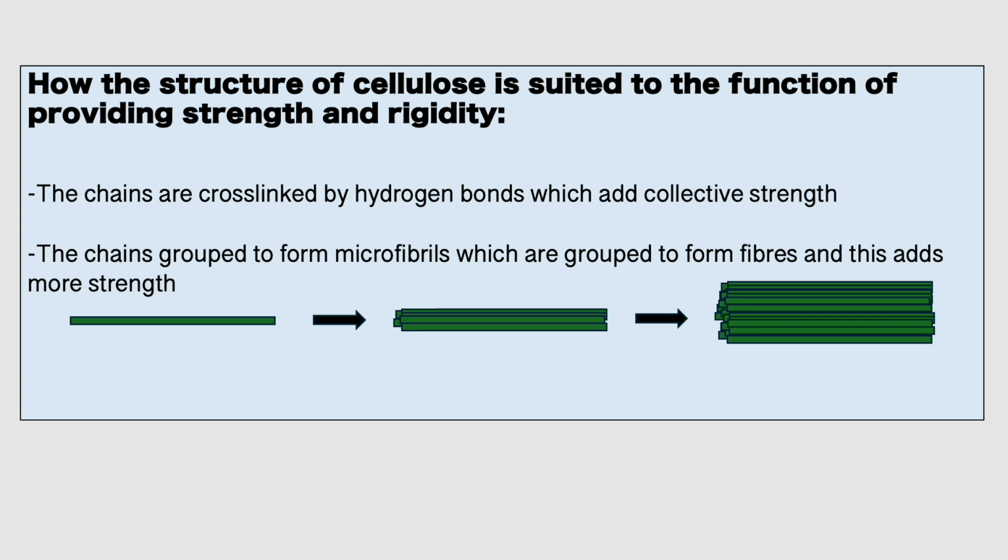The structure is suited to its function of providing support and rigidity because, firstly, the chains are cross-linked by hydrogen bonds, which adds collective strength, and then also these chains are grouped to form microfibrils, which are grouped to form fibres, which adds more strength.